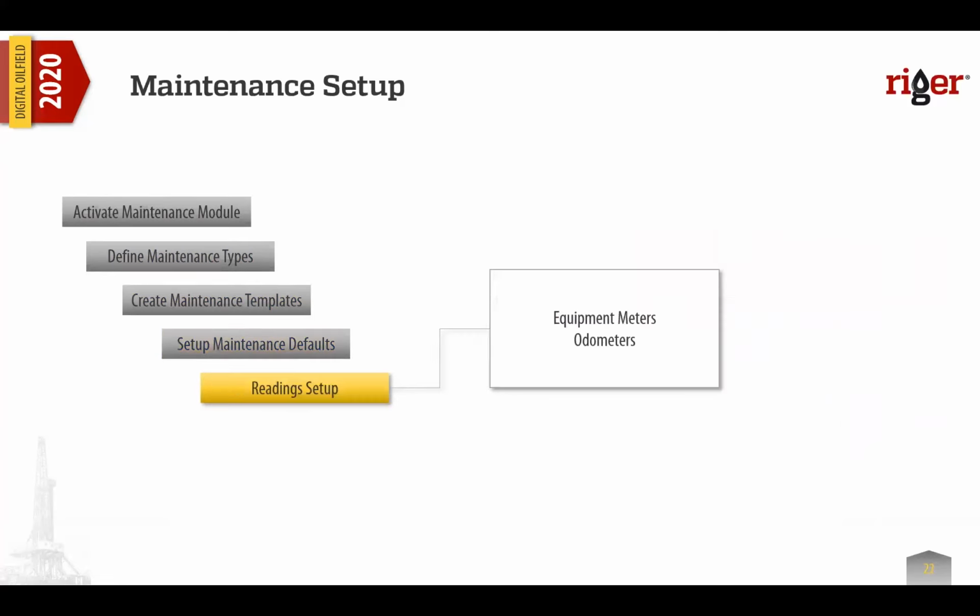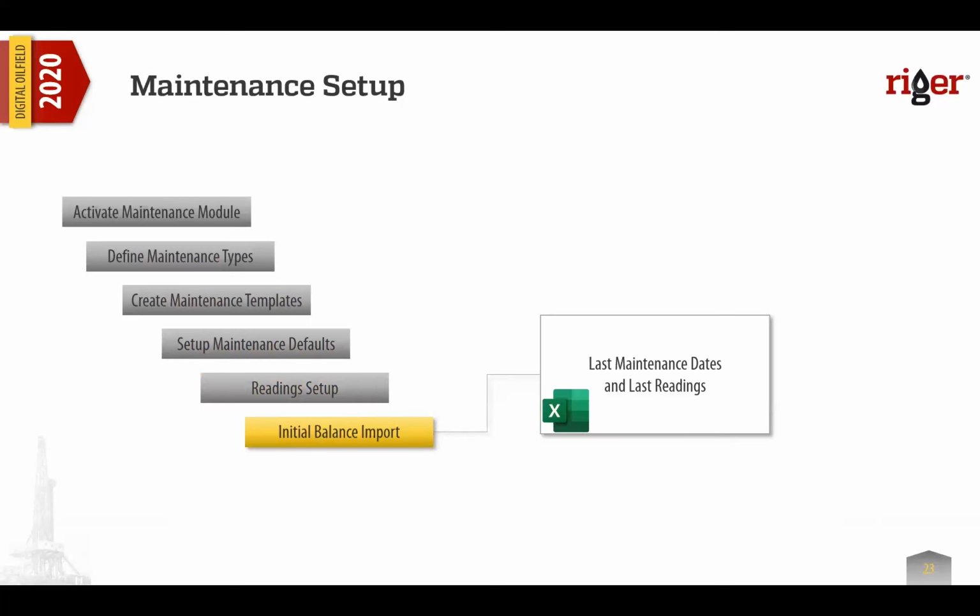Next thing, we need to understand if the maintenance will depend on the equipment meters or odometers. So we can use readings as a trigger for our maintenance, or we cannot use triggers for our maintenance. So it depends on the equipment, depends on the maintenance cycles, etc. So all those settings need to be discussed and set up in the system properly.